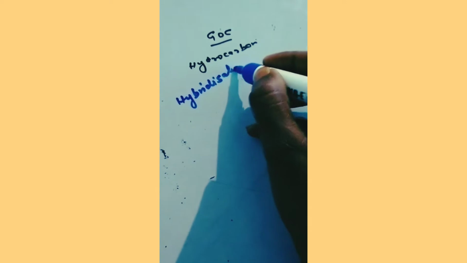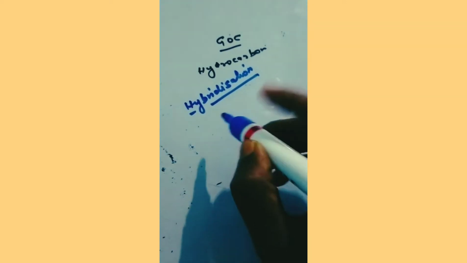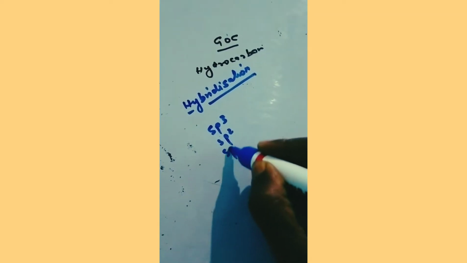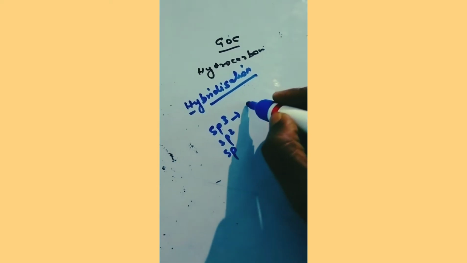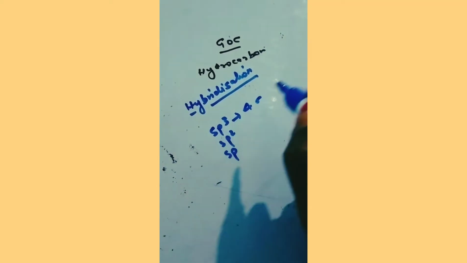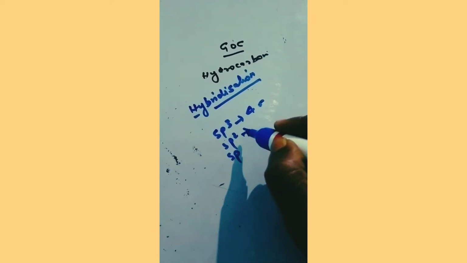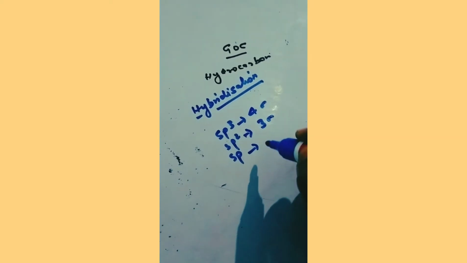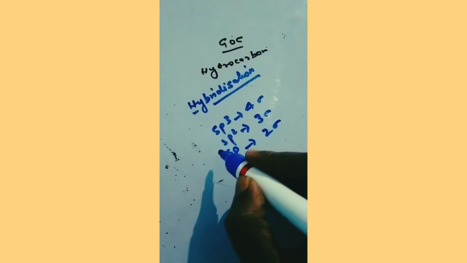Hybridization. So there are three types of hybridization: first sp3, sp2 and sp. In sp3 hybridization, how many sigma bonds are present? 4 sigma. In sp2, how many sigma? 3 sigma are present. And in sp, 2 sigma are present.